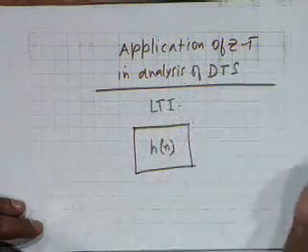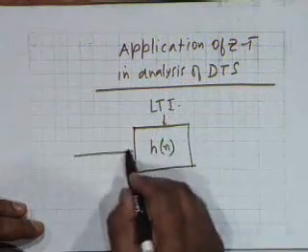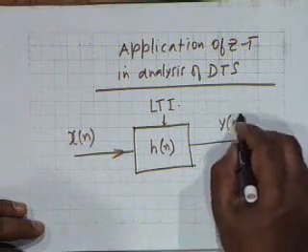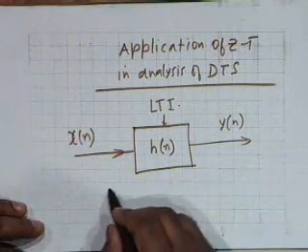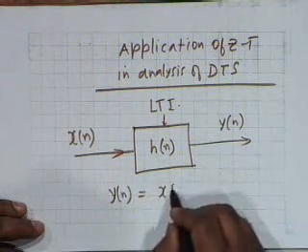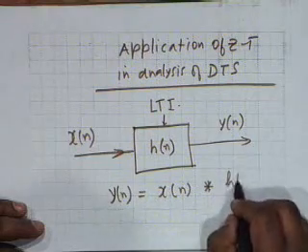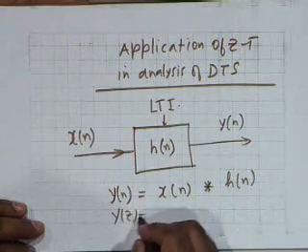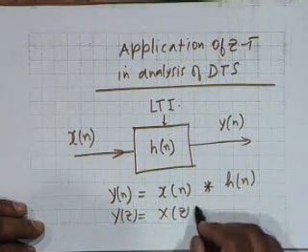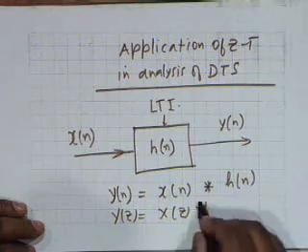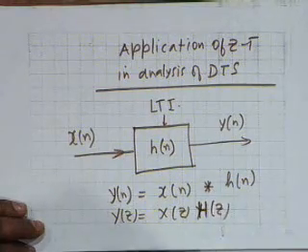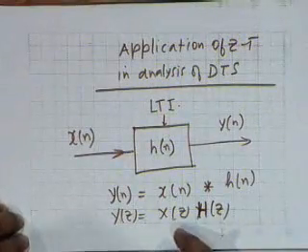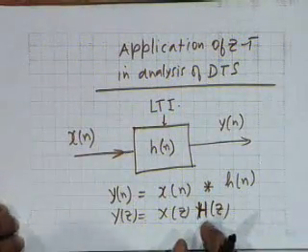Otherwise none of these things are applicable. We assume an LTI system which is fed by a sequence x of n and the sequence at the output is y of n. Then y of n is the convolution of x of n with h of n, and by the convolution theorem we have capital Y of Z equal to X of Z times H of Z, where the ROC obviously is at least the intersection of the ROC of capital X and capital H.